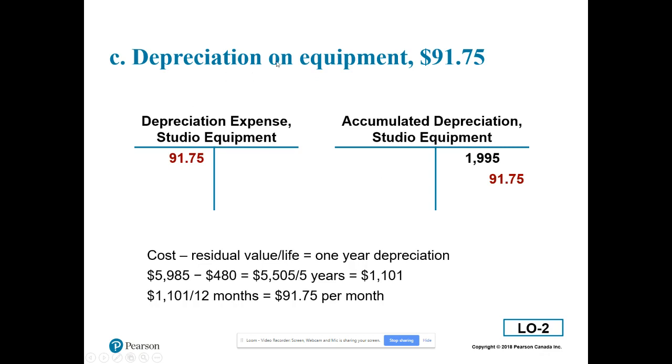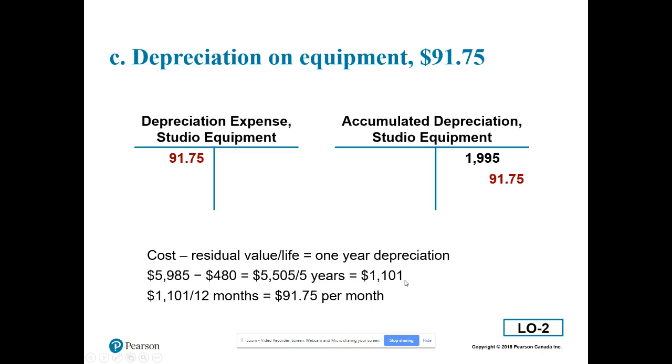The depreciation on the equipment: it says depreciation on studio equipment, based on a straight line, 5-year life, and a residual value of $480. My studio equipment was $5,985. The residual value was $480. So I take $5,985, subtract the $480, which gives me $5,505, divide it by the 5 years, which gives me $1,101.